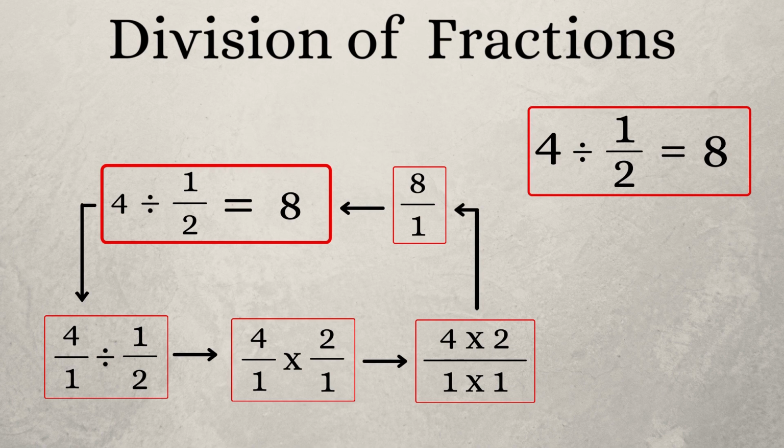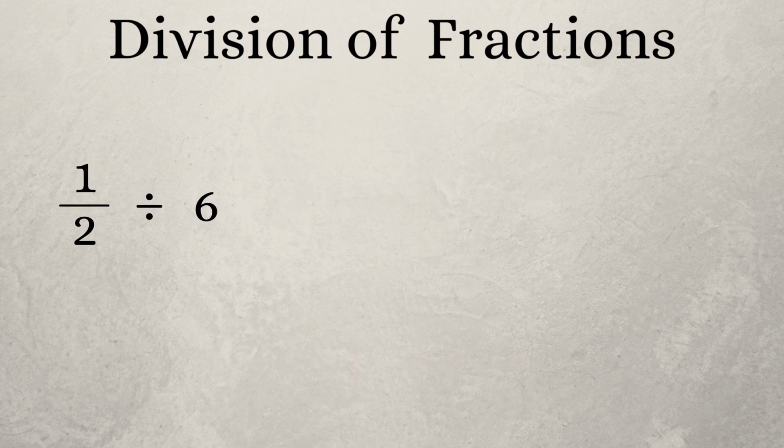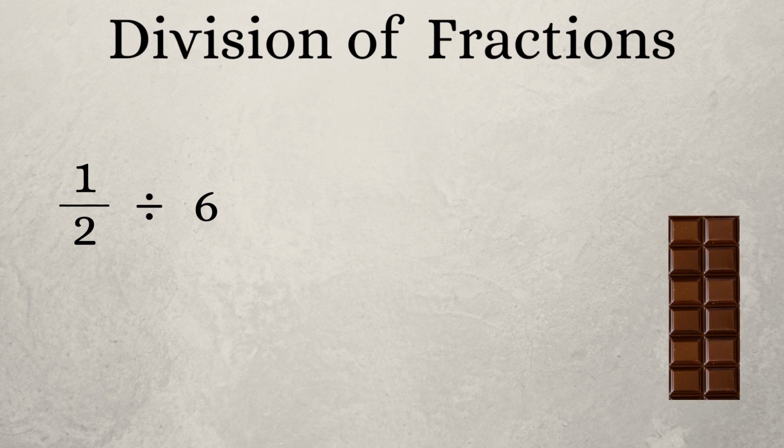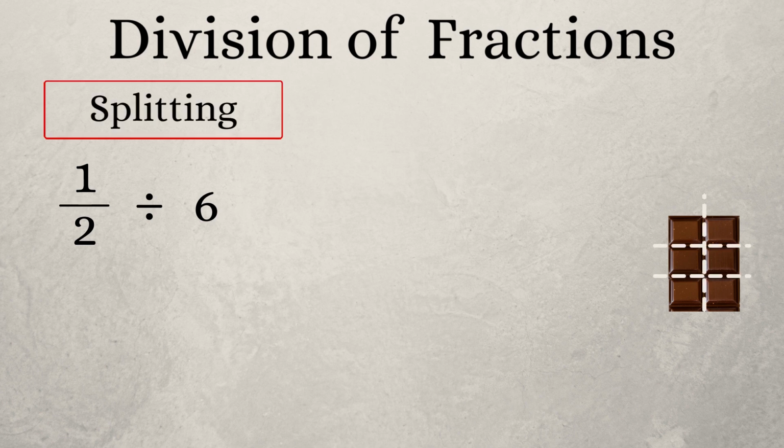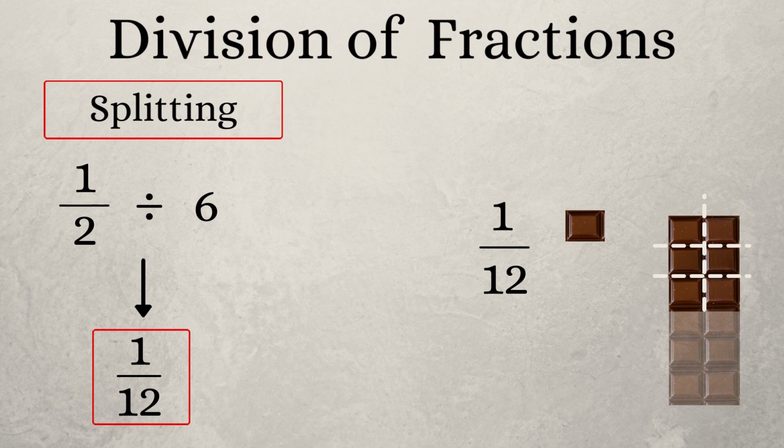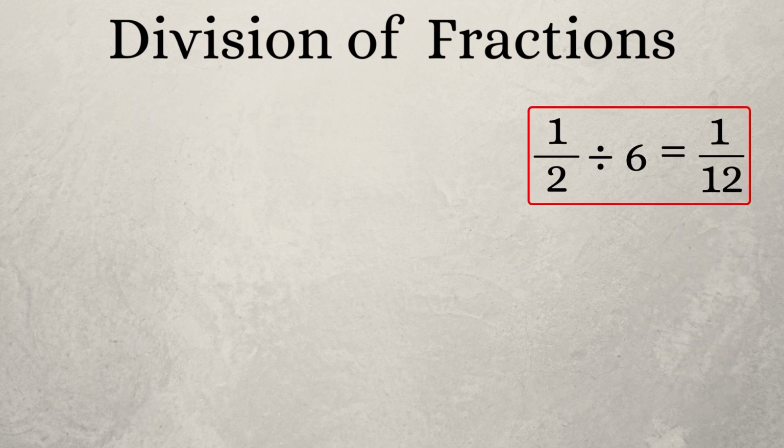Now let's move on to another problem where we divide a fraction by a whole number. 1 by 2 divided by 6. So we take the same piece of chocolate and consider only half of it. Now we are going to split this piece of chocolate into 6 equal parts as shown here. And the individual part becomes 1 by 12 of the whole. Thus 1 by 2 divided by 6 is equal to 1 by 12.